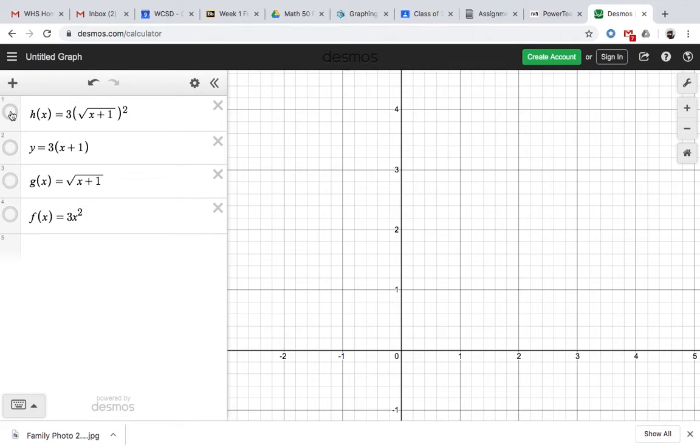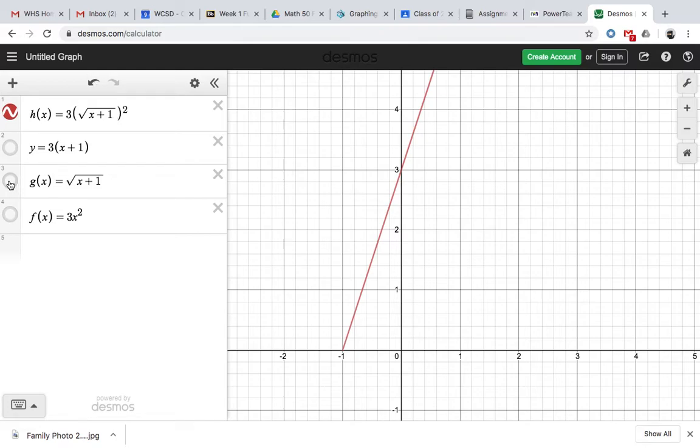Now the thing is, if you actually compose them, like put one inside the other, this is what you really get. This is the graph of the composite. This is g of x, square root of x plus 1, inside f of x, 3 blank squared. And the line you get isn't the full line 3x plus 3. It's actually only part of it. It only starts at -1.